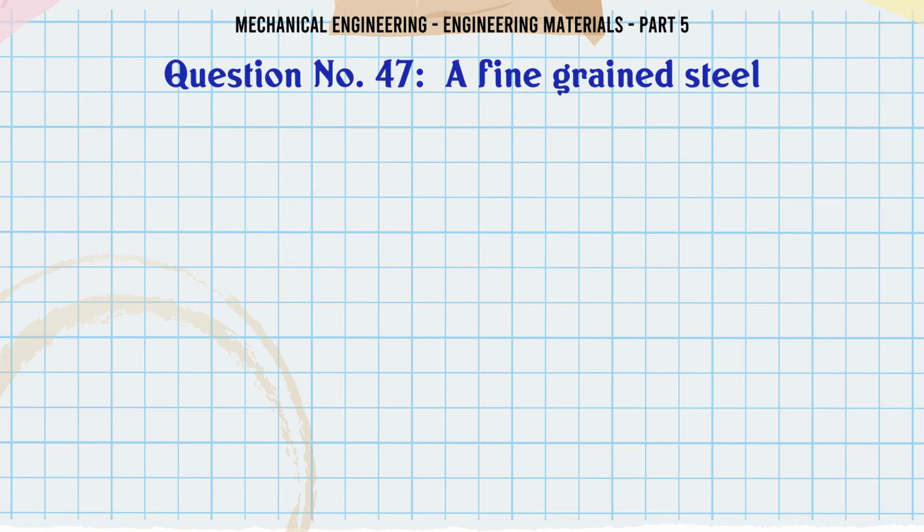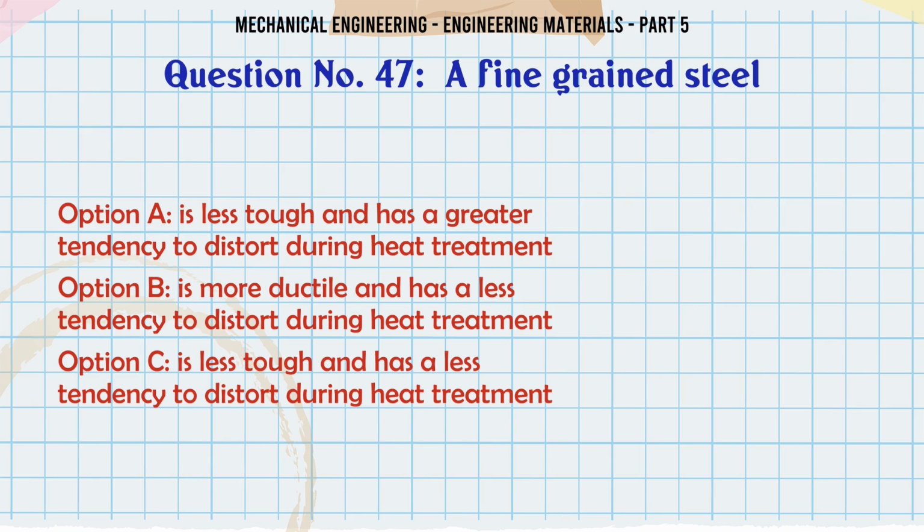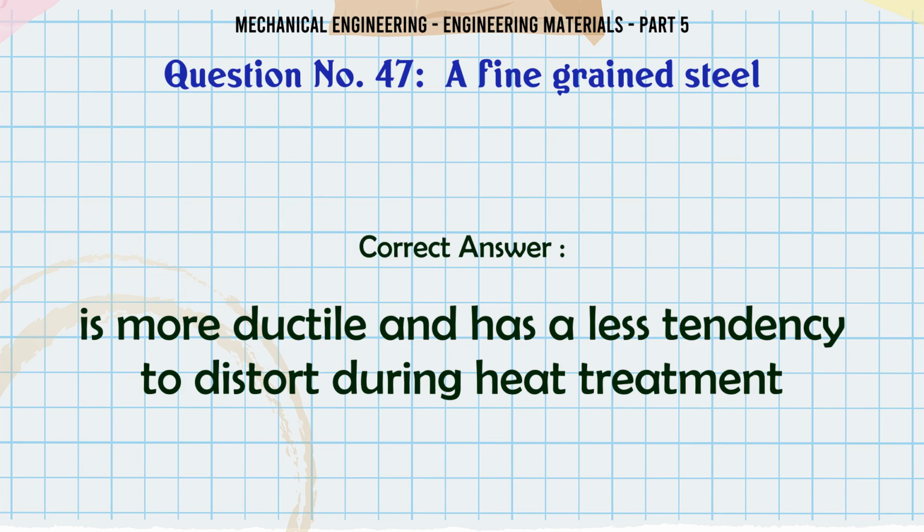A fine-grained steel: A. is less tough and has a greater tendency to distort during heat treatment. B. is more ductile and has a less tendency to distort during heat treatment. C. is less tough and has a less tendency to distort during heat treatment. D. is more ductile and has a greater tendency to distort during heat treatment. The correct answer is: is more ductile and has a less tendency to distort during heat treatment.